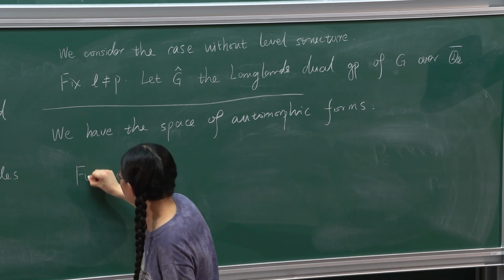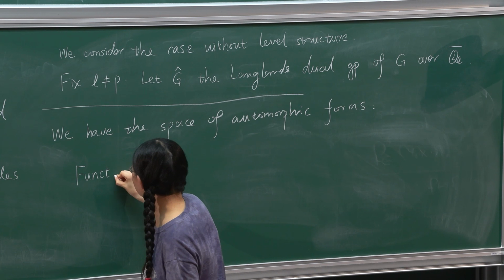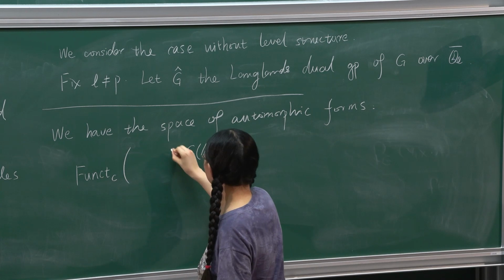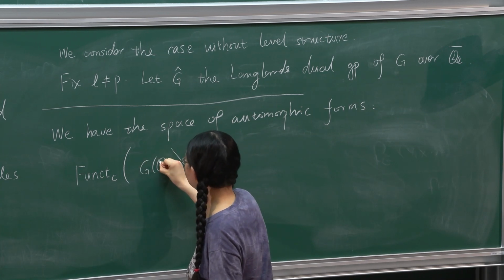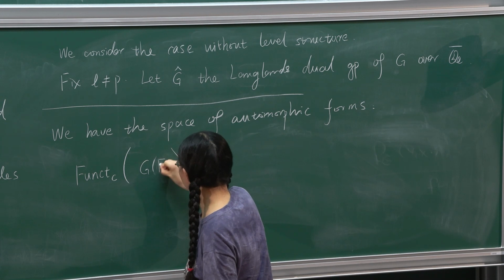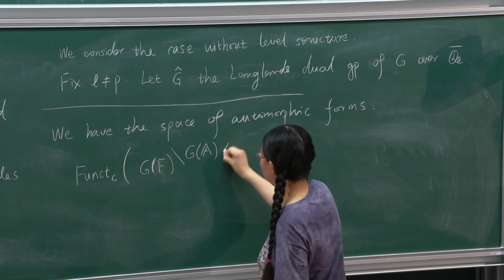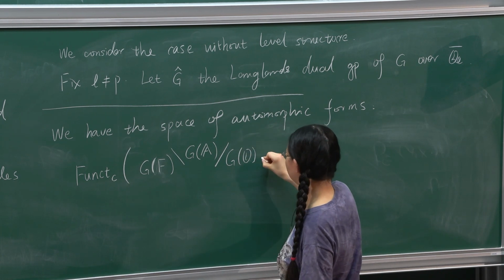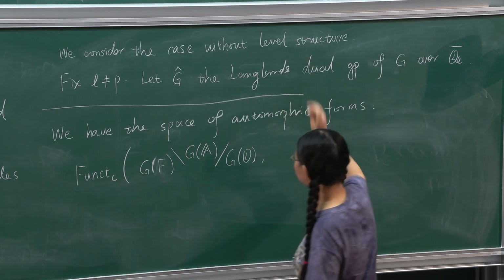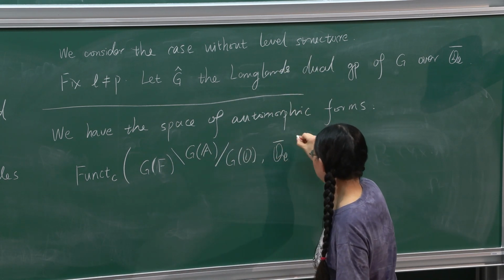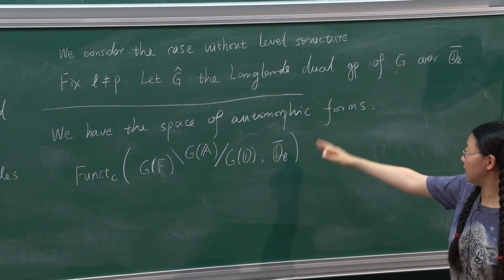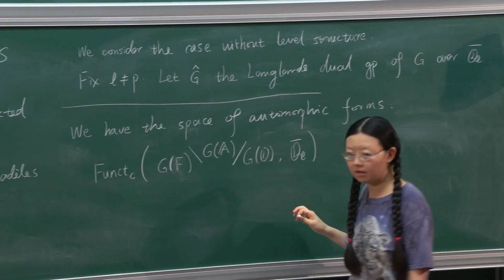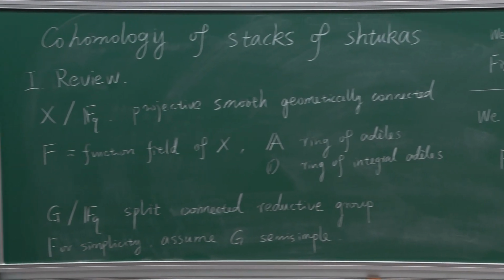So they are the space of functions with compact support on this set, G of Adele quotient by G of F on the left and by G of O, the integral Adele, on the right, because we consider the no-level structure case, with coefficient in Q_l bar. So we are interested in the space of automorphic forms. And the cohomology of Shtukas will be some generalization of the space of automorphic forms.